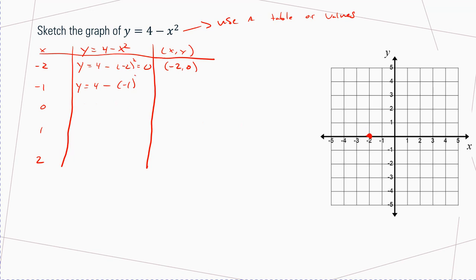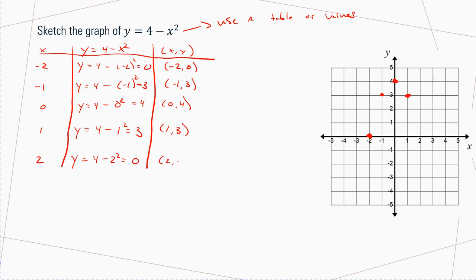4 minus -1 squared. -1 squared is 1. 4 minus 1 gets me 3. So -1, 3. Let's plug in 0. Well, that's just 4. So 0, comma 4. Y is equal to 4 minus 1 squared. Well, this is just 4 minus 1 gets me 3. So 1, 3. And then y is equal to 4 minus 2 squared. Well, 2 squared is 4. 4 minus 4 gets me 0. So now look. Do you see a pattern here?